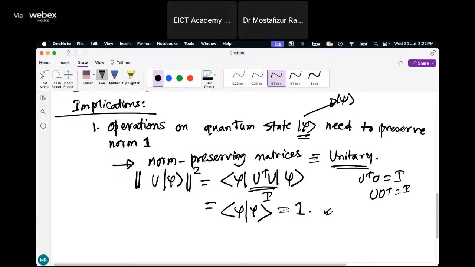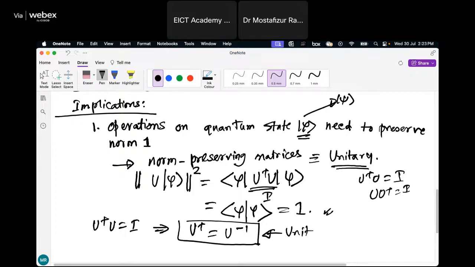So this is one implication, and by this we can see that there should be some operator U such that U dagger U equals 1. That means U dagger equals U inverse, and this kind of operator is called a unitary operator. This is the definition of a unitary operator. That's why all the quantum gates are unitary gates. Okay.